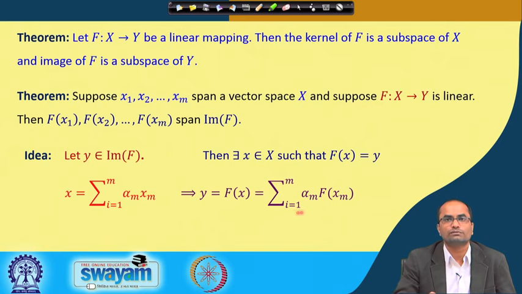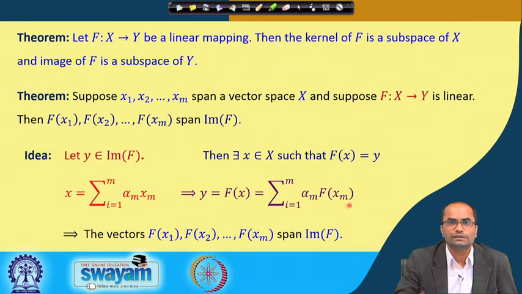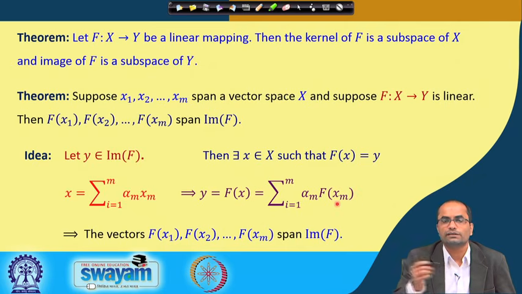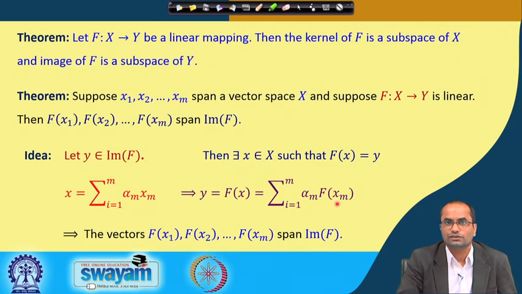This is because of the linearity, and now we see that we have written this element y as a linear combination of f x 1 up to f x m. So any element y in the image can be written as a linear combination of these vectors f x i's. Therefore, these vectors f x i will span the image of F.